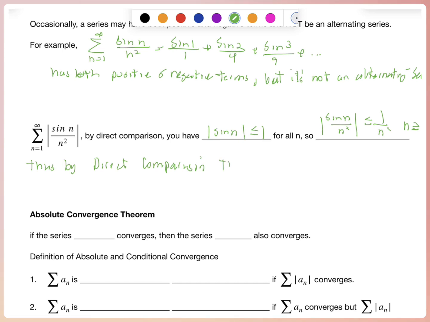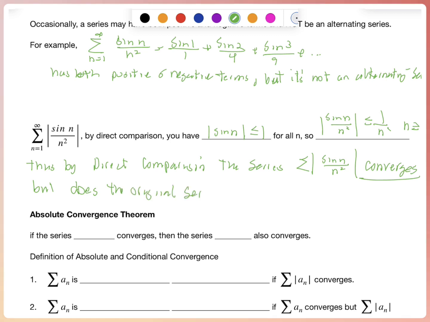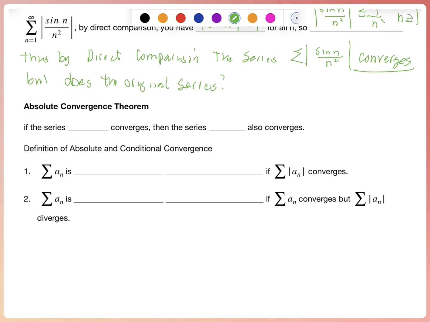And so by direct comparison, we can compare this series with the 1 over n squared series. We know that's a p series where p is equal to 2, and a p series where p is greater than 1 converges. So by direct comparison, the series of the absolute value of sine of n over n squared converges. But does the original series converge? We found the absolute value series converges, but not yet the original. That's what we're going to look at with the absolute convergence theorem.